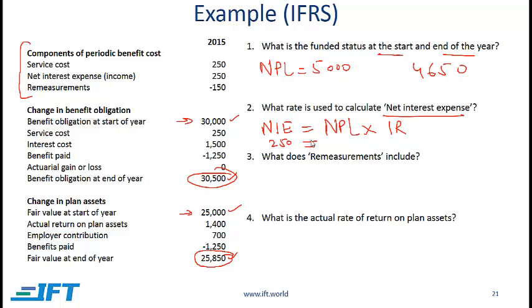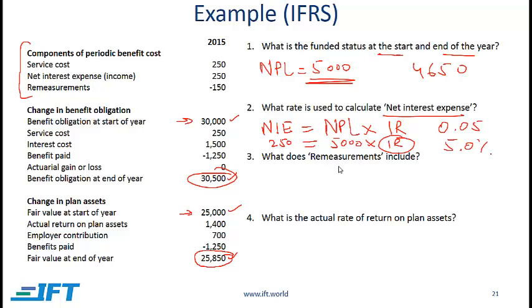This is equal to the net pension liability at the start of the year times the interest rate. So the net pension liability at the start of the year is 5,000, that we calculated earlier. The interest rate is what we need to calculate. So the interest rate is 250 divided by 5,000, which is 0.05 or 5.0%.